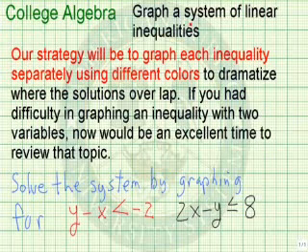This lesson we want to graph a system of linear inequalities. Our strategy will be to graph each inequality separately using different colors to dramatize where the solutions overlap. If you had difficulty in graphing an inequality with two variables, now would be an excellent time to review that topic. Let's begin by solving this system by graphing for y minus x less than negative 2, 2x minus y less than or equal to 8.